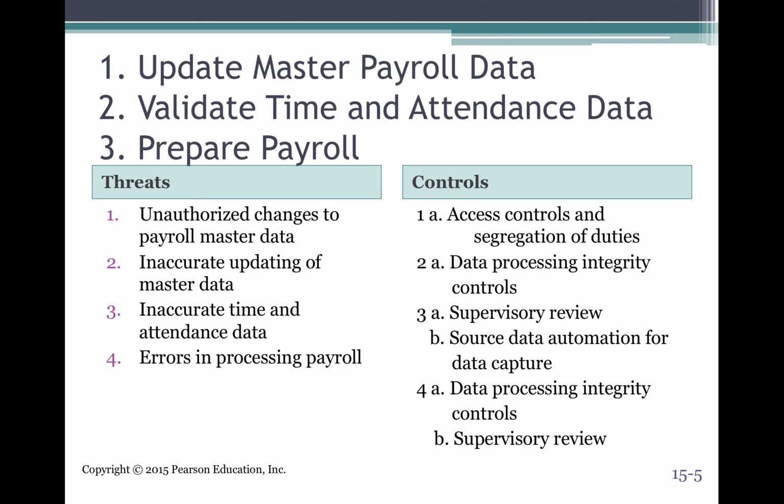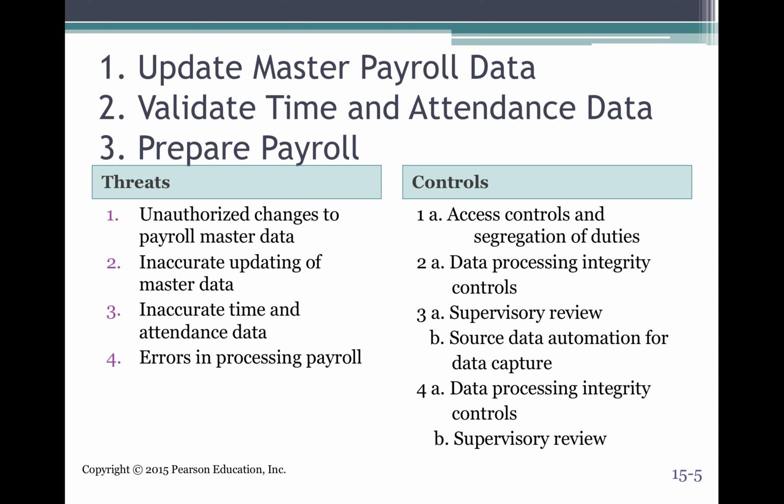Input control, we saw that as well for amounts. So we can use closed loop verification. So I put someone's social security number in, the name should pop up, and the rate should pop up. And those are the names and rates that I should use in making my changes. So those are processing integrity controls, sometimes called input controls.